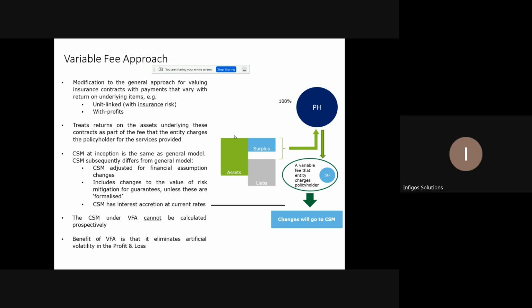Variable fee basically returns you profit, but here the CSM calculation is the same as the general model in the beginning, but in the subsequent calculation there are different components because of the variable fee. So it differs in calculation. It's very difficult to implement because people are not expert in this approach. Generally, they go with the GMM approach. Okay.